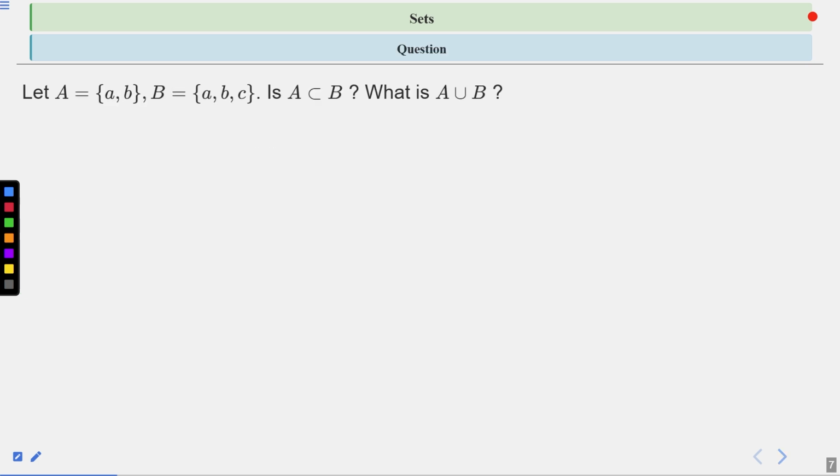Now this question. Here set A has 2 elements a, b, and set B has 3 elements a, b, c. You have to answer whether A is a subset of B. Then you have to answer what will be the union A union B. Please try this. Comment your answers. You will have some seconds and then afterwards we will move on to the solution slides. So your time starts now.